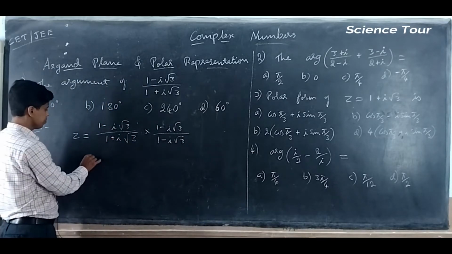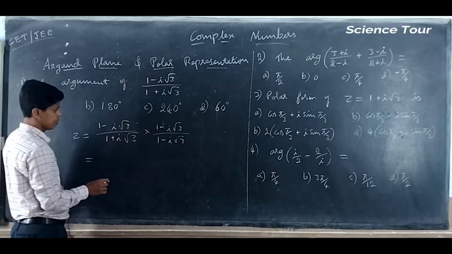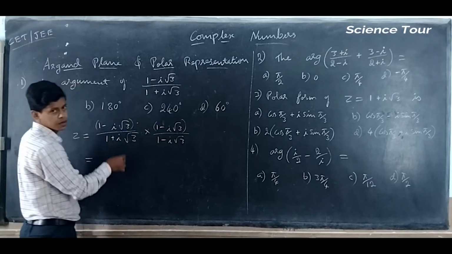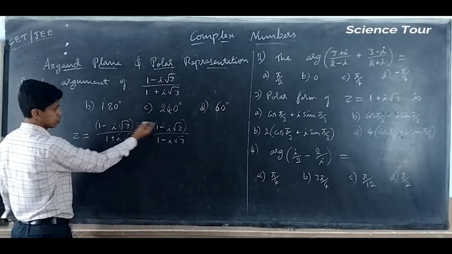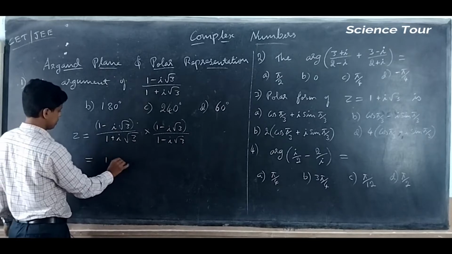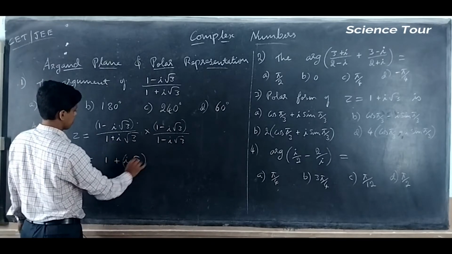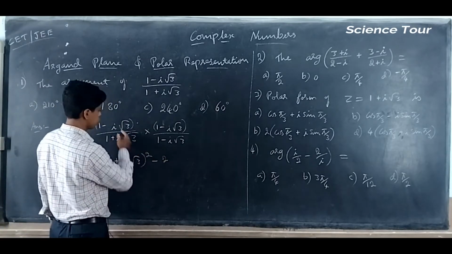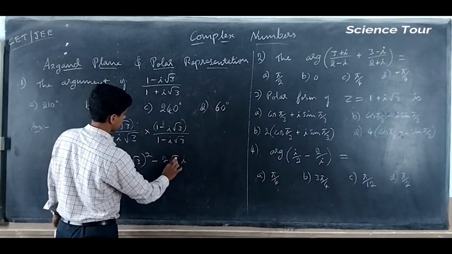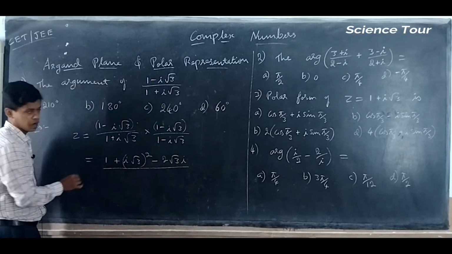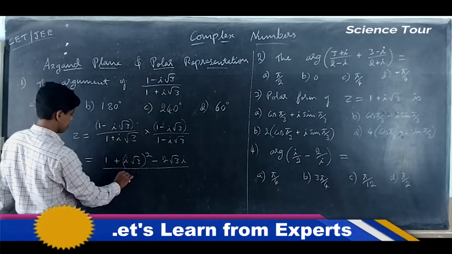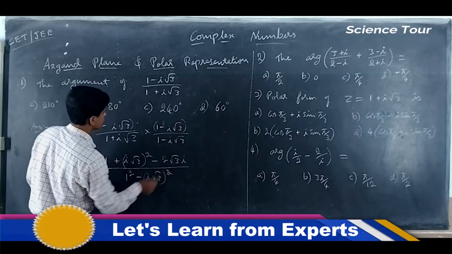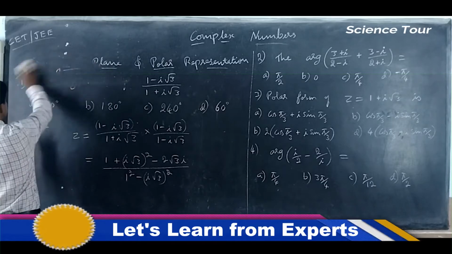Well, so now multiply them. This is just like a minus b whole square, because same thing repeated here. So this is a square plus b square minus 2ab, so 2 root 3i divided by, this is a plus b into a minus b, therefore a square minus b square. So let us simplify that.